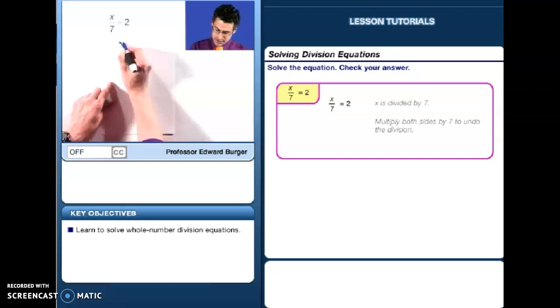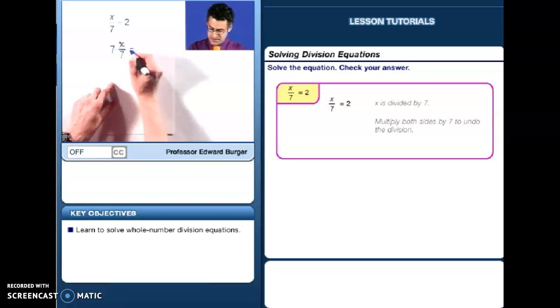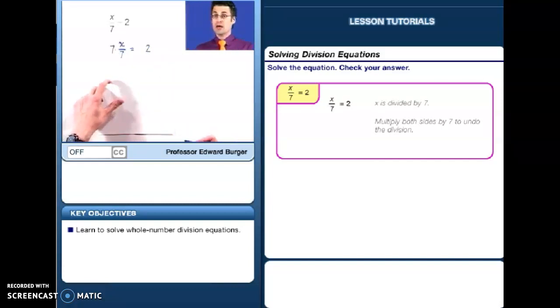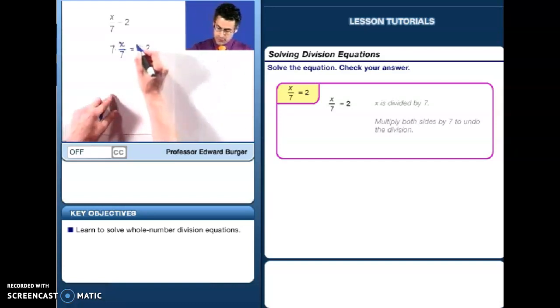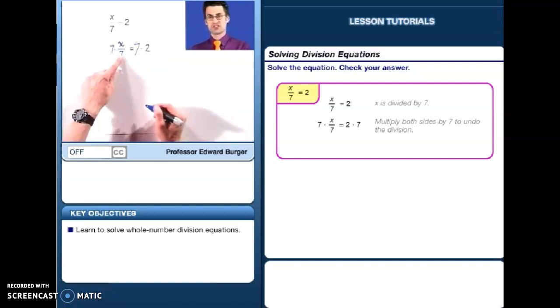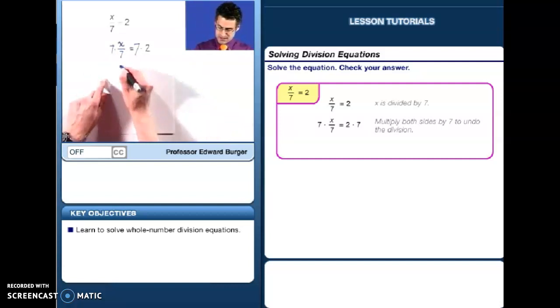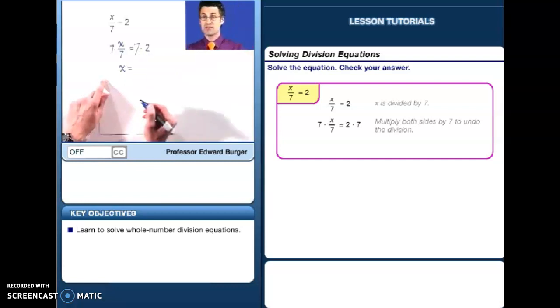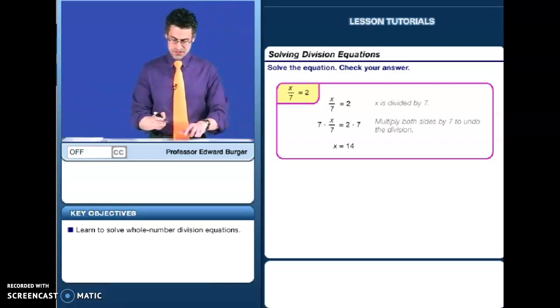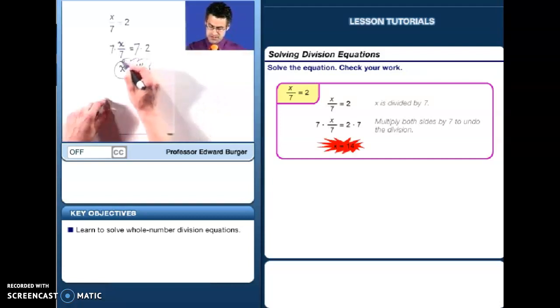So if I multiply by 7 on this side, and I'm using the dot for multiplication, well, I'm in trouble right now because whatever I do on one side, I have to do the exact same thing on the other. So I have to multiply the right-hand side by 7 as well. Well, now, check it out. 7 divided by 7 is just 1, so I'm left with just 1x on the left, which is what I wanted. And here I see 7 times 2, which is 14. And so this simple multiplying both sides by 7 yields the answer of 14.